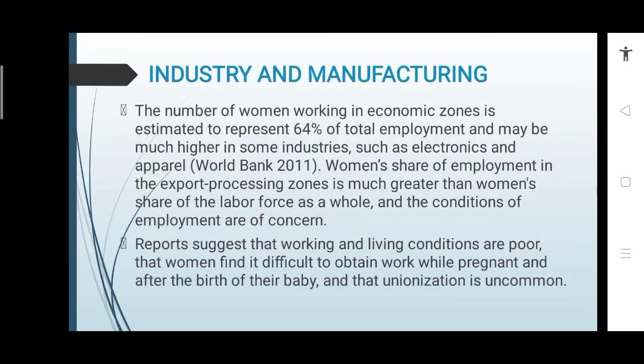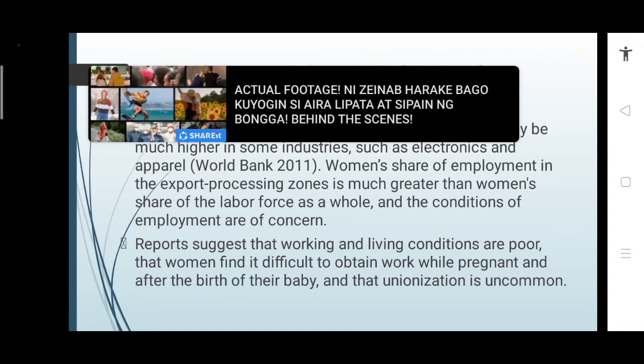So next, industry and manufacturing. The number of women working in the economic zones is estimated to represent 64% of the total employment and may be much higher in some industries such as electronics and apparel. World Bank 2011 shows that the share of employment in the export processing zones is much greater than women's share of the labor force as a whole, and the conditions of employment are of concern. The report suggests that working and living conditions are poor, that women find it difficult to obtain work while pregnant and after giving birth to a baby, and that unionization is uncommon.